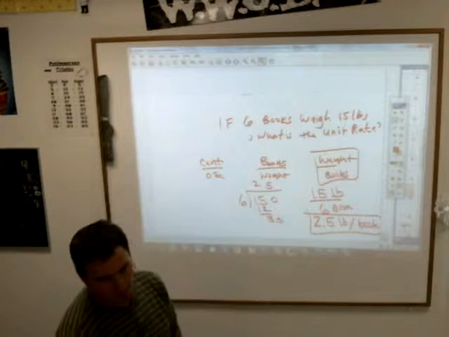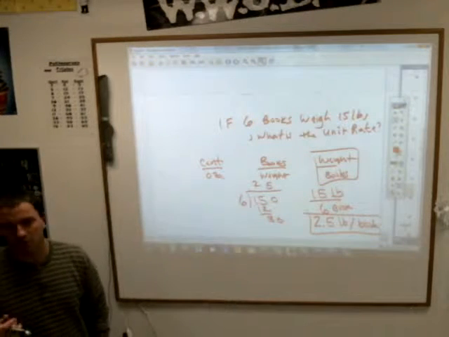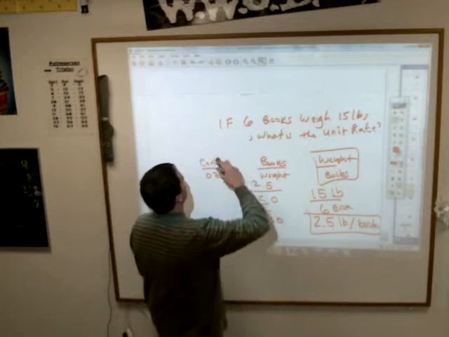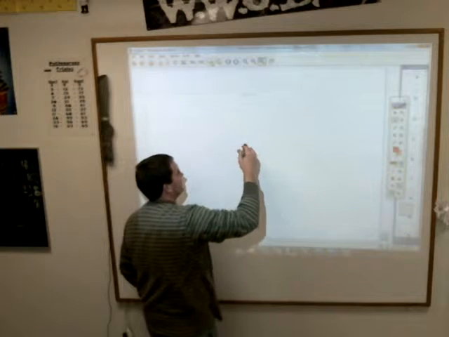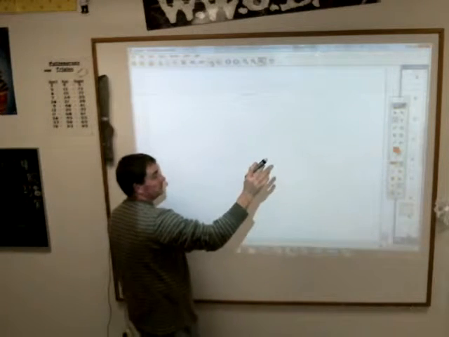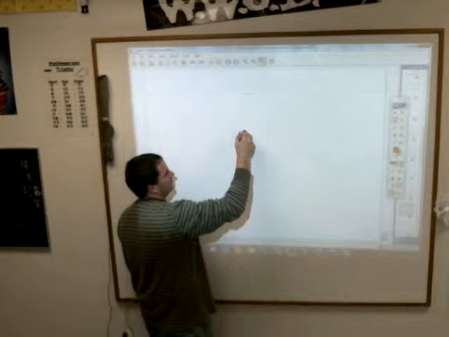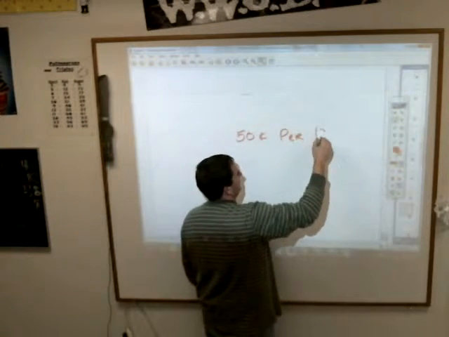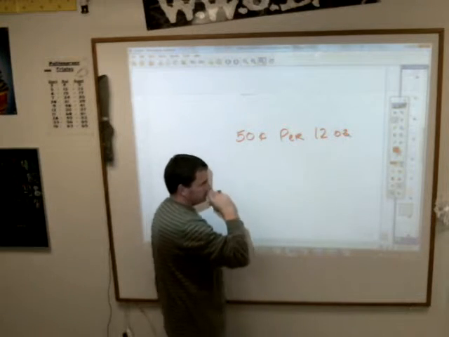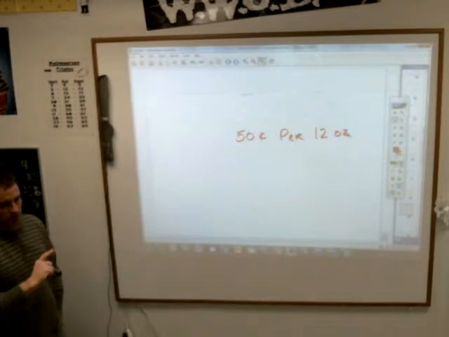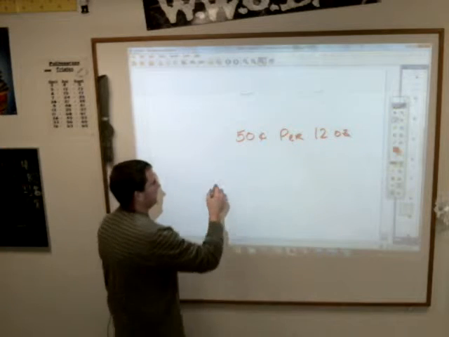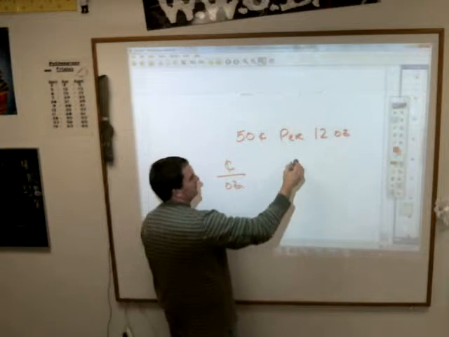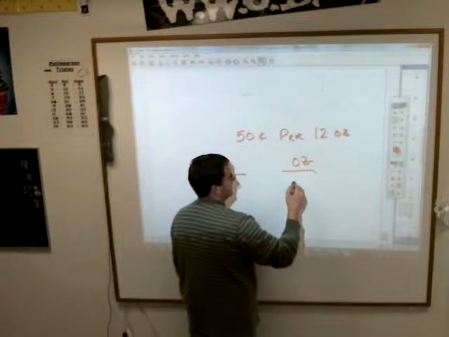I mean, if it costs you 50 cents a can, and there's 12 ounces in a can, let's do it that way. Let's look at the goofiness of this, just because it would be fun. If a can of pop in the store costs 50 cents per 12 ounces, which is what a can is, you could figure it out two different ways. You could figure out how many cents it is per ounce, or how many ounces you get for 1 cent.